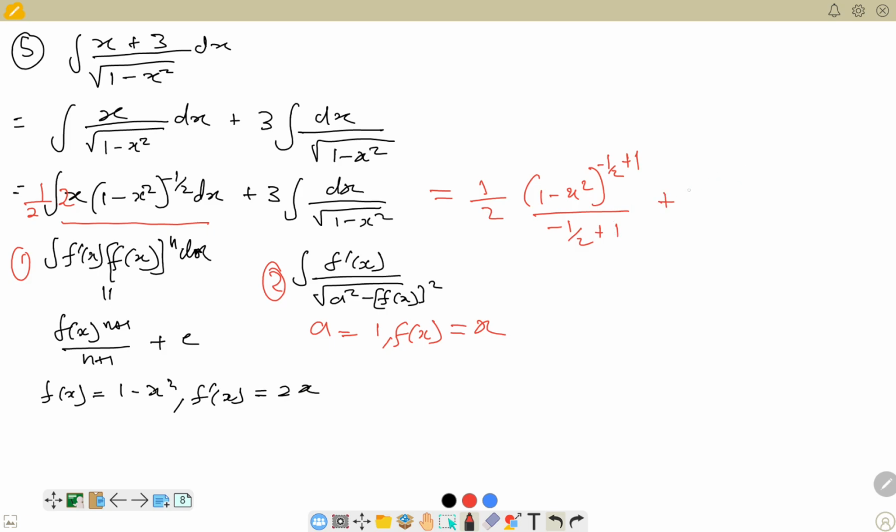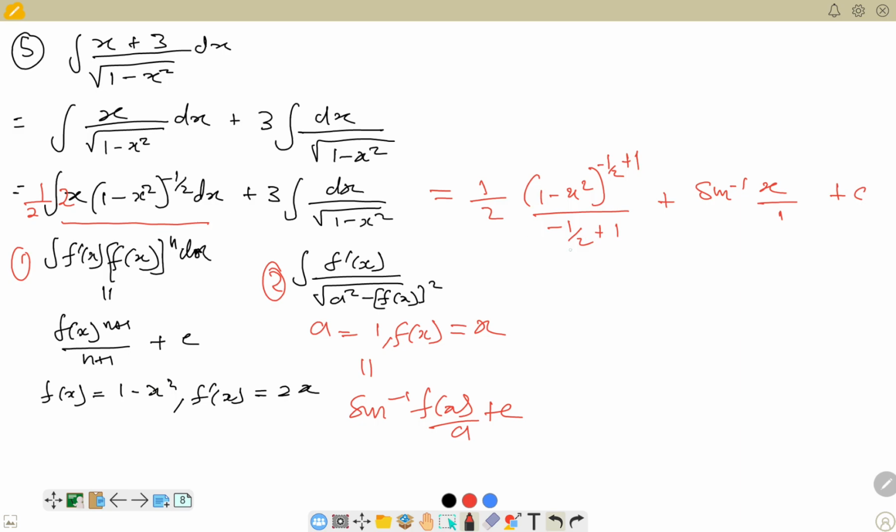Plus, this one goes to what? This is an arcsine. I didn't write this for this, but I think we worked with it in the previous example. So we have arcsine. Our f of x is actually x. Then our a is 1. Then plus c.